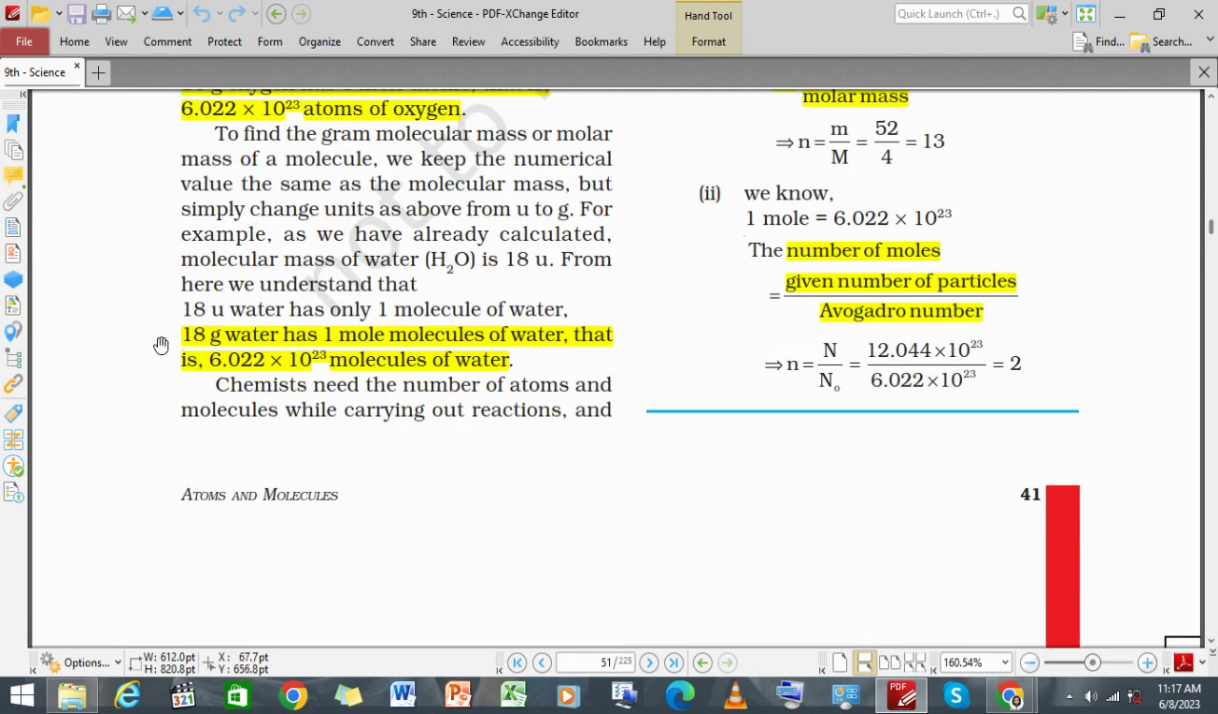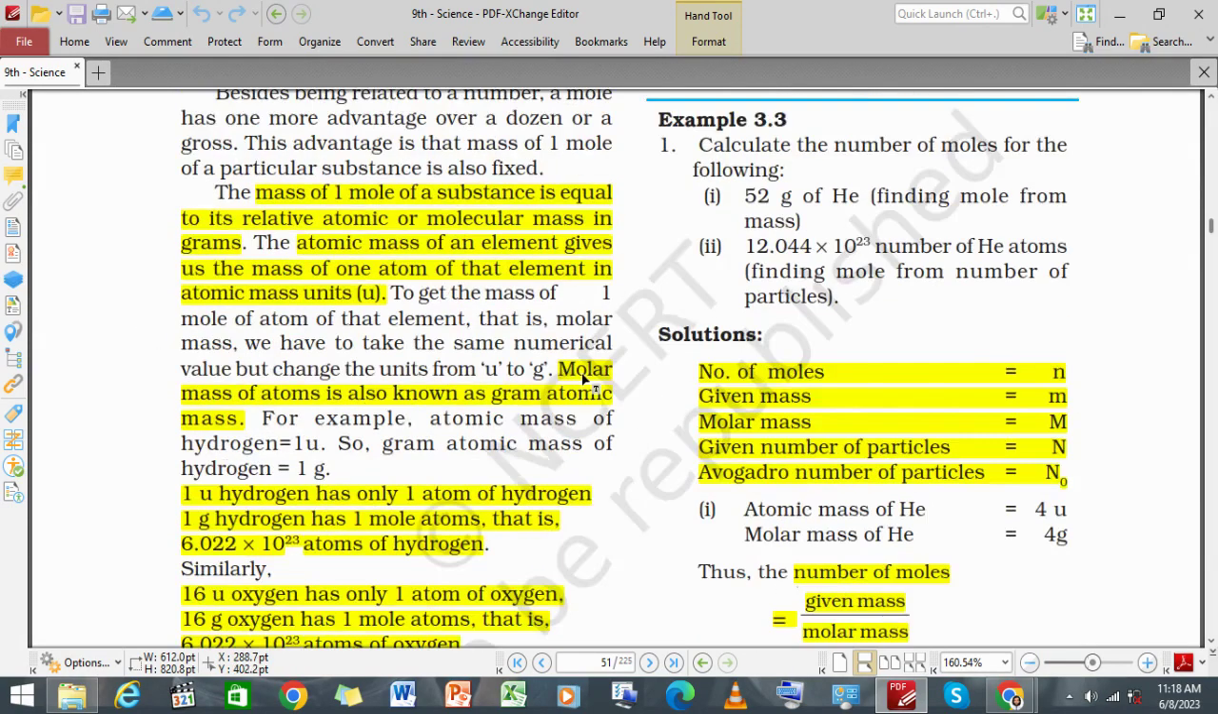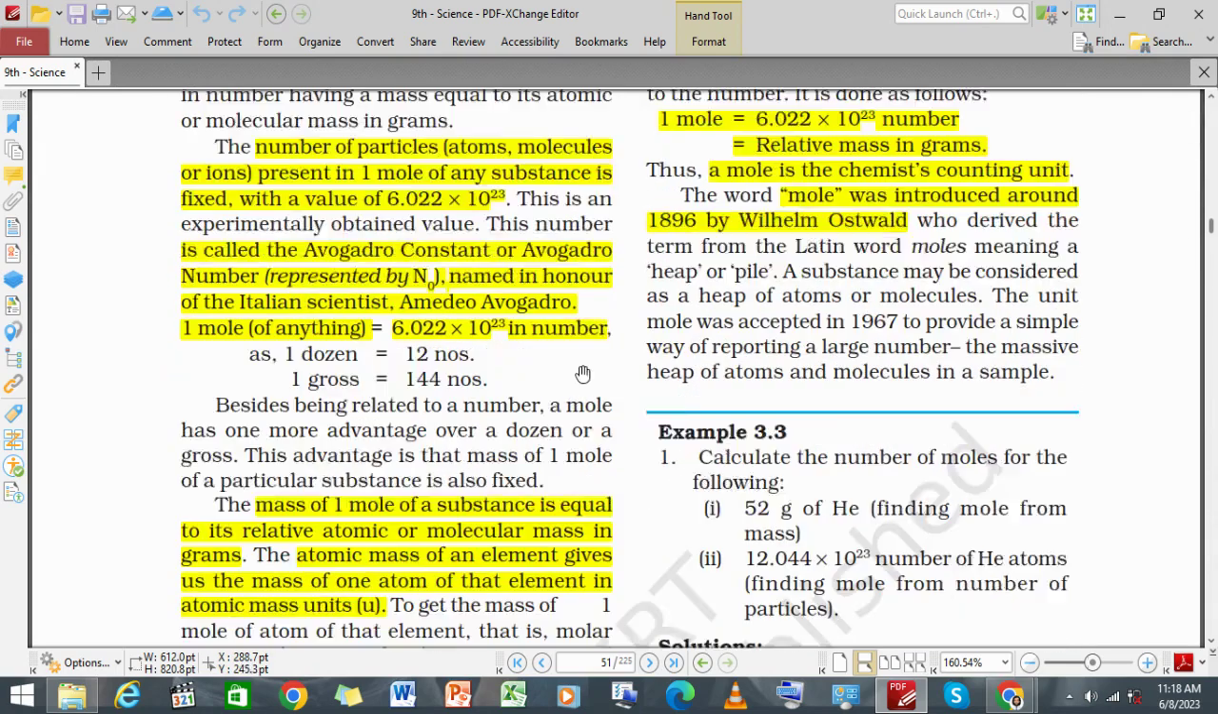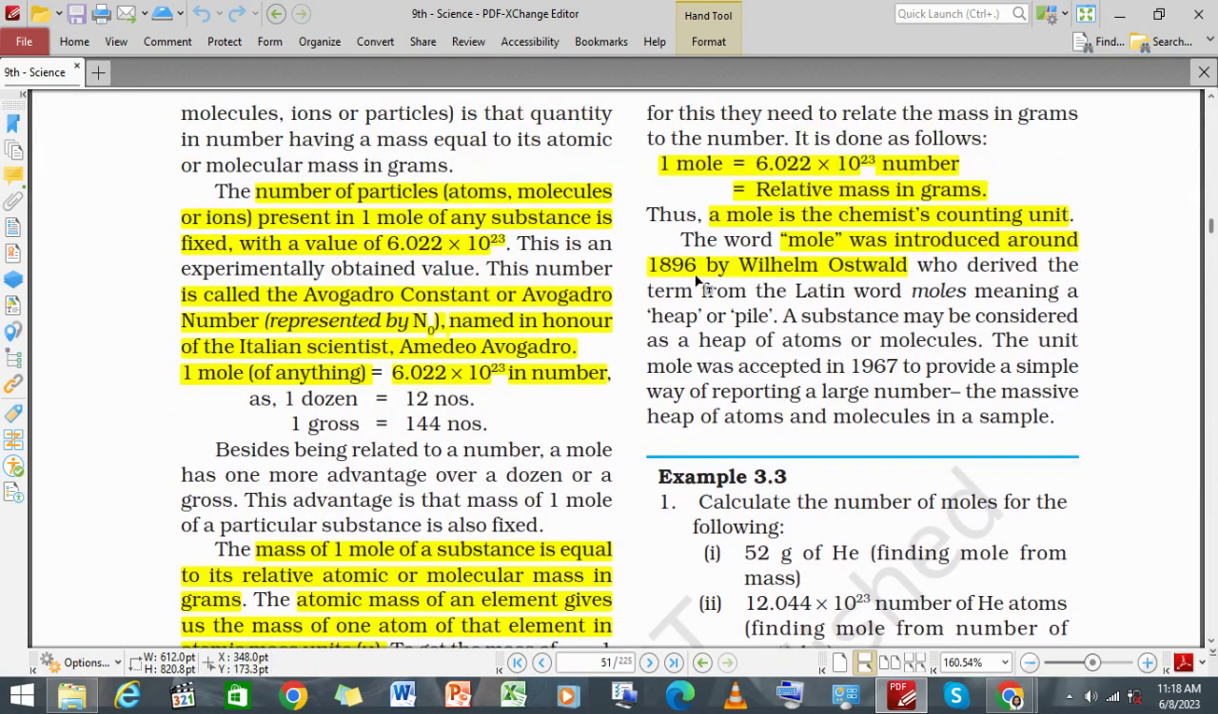Now, if we take 18 gram of water, it has one mole of molecules. Firstly we went through atoms, now we are going through molecules, and similarly things will go for the compounds as well. If 18 gram of water has 1 mole of water molecules, similarly that 18 gram of water will also have 6.022 into 10 to the power 23 molecules of water. I hope it is understandable. It is quite easy if you understand it very well.